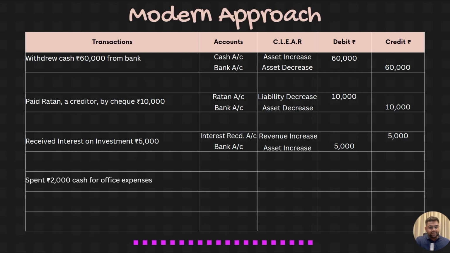Fourth, spent ₹2,000 cash for office expenses. The two accounts here are cash account and office expenses account. Cash is reducing because you are paying for expenses. Asset decrease is credit. And next, office expenses are obviously expenses.